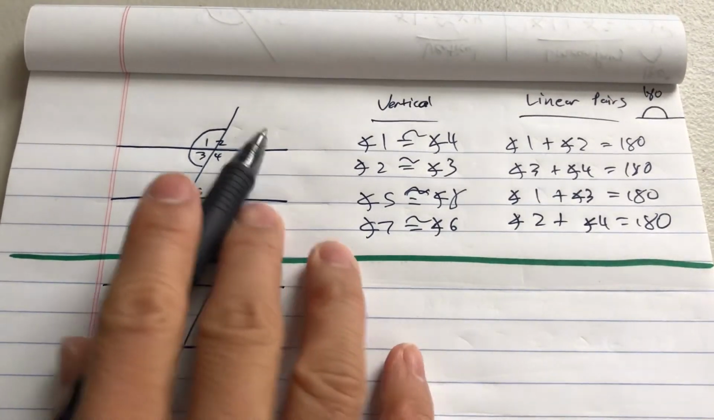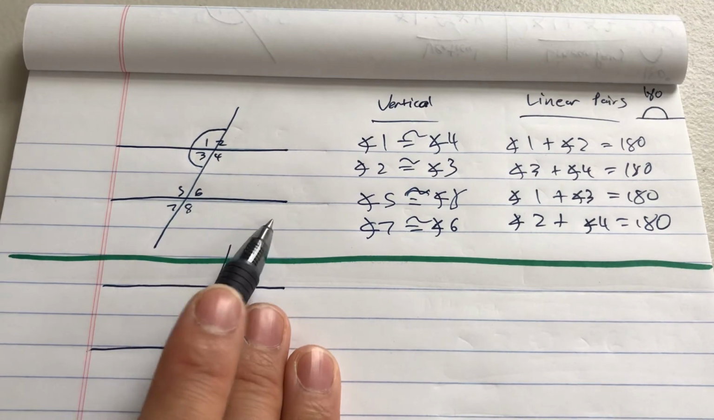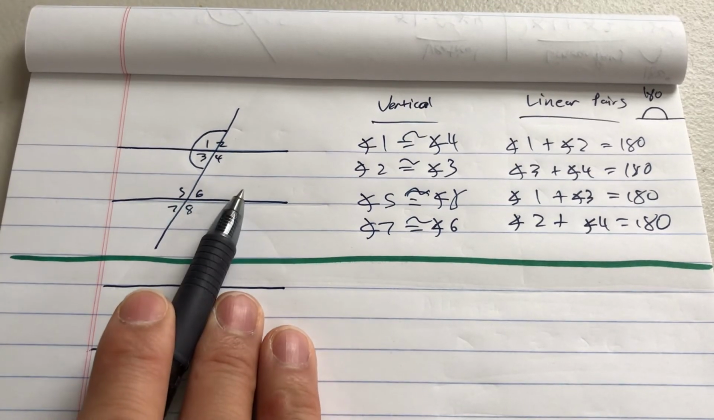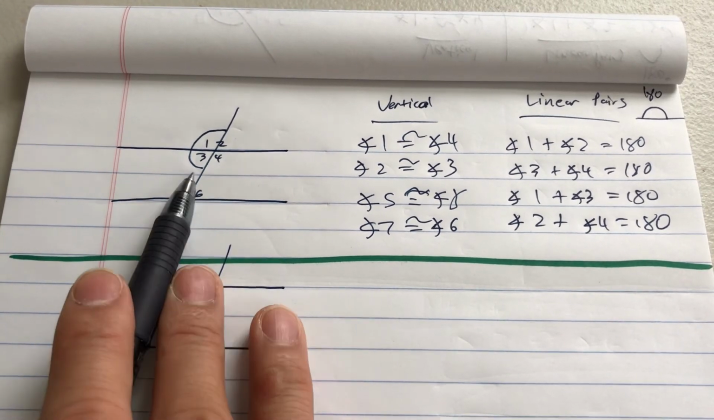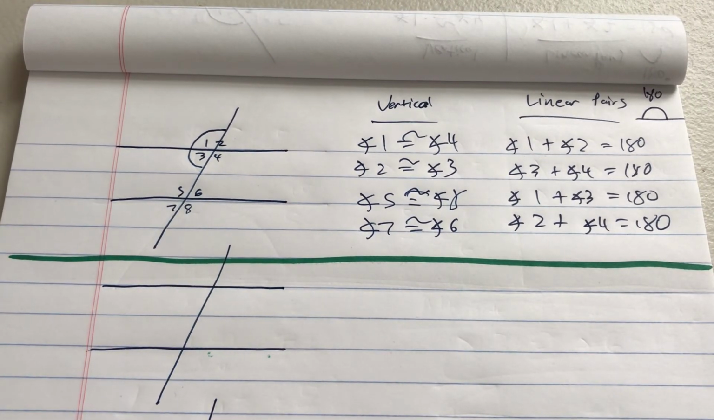So that's actually just the top half, but the bottom half repeats itself, right? So you have 5 and 6 gets you 180, 6 and 8 gets you 180, 7 and 8 gets you 180, and then 5 and 7 also gets you 180 degrees. So that's all the vertical and linear pairs that you guys already know. The next video is going to introduce you to 4 brand new angle types that you have to remember.